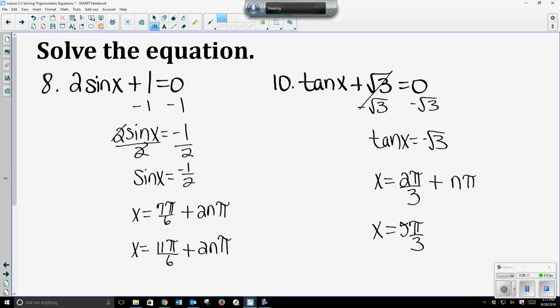So if I plug in 0, I have 2 pi over 3. If I plug in 1, I have 2 pi over 3 plus pi. Well, 2 pi over 3 plus pi happens to be 5 pi over 3. So since 5 pi over 3 would be pi away, I actually do not have to write down 5 pi over 3. It would be redundant. 2 pi over 3 plus n pi would cover all of my answers for tangent.